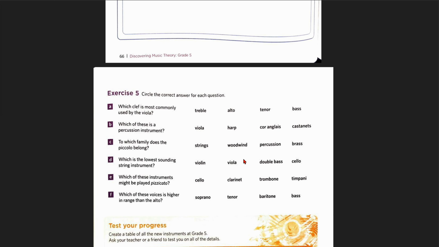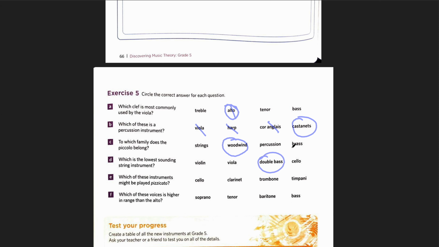Which clef is most commonly used by the viola? If you know your instruments, it is alto clef. Which of these is a percussion instrument? Well, it's obviously castanets, because the others are a horn, string, string. So our elimination has to be castanets. To which family does the piccolo belong? The piccolo is related to the oboe and the flute, making it a woodwind. Which is the lowest sounding string instrument? Well, it's going to be the double bass, as it's in the name. It's 2 times bass.